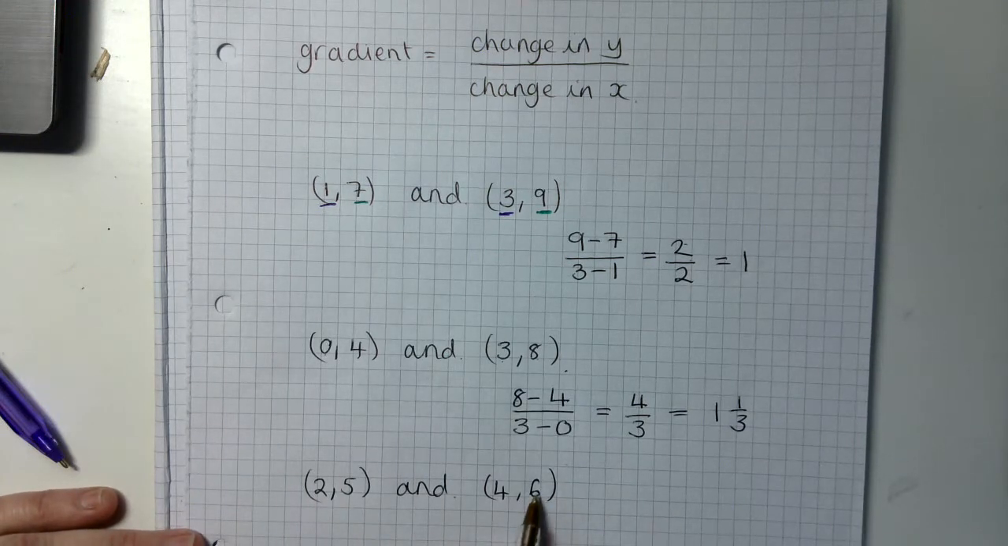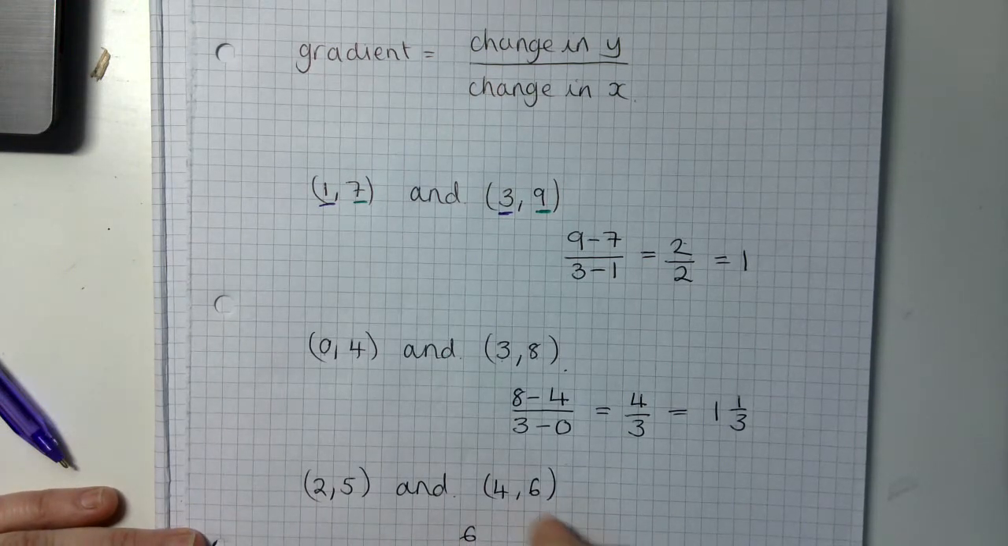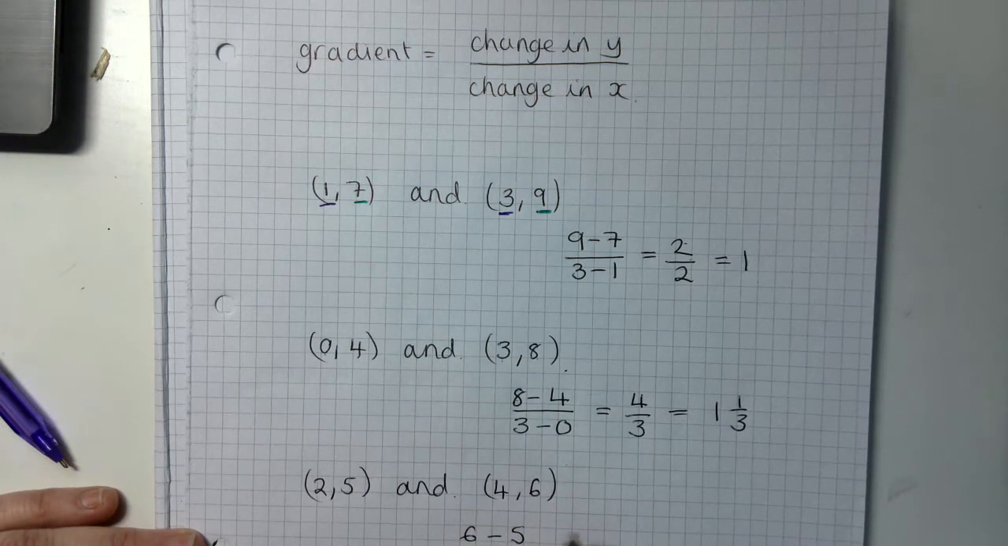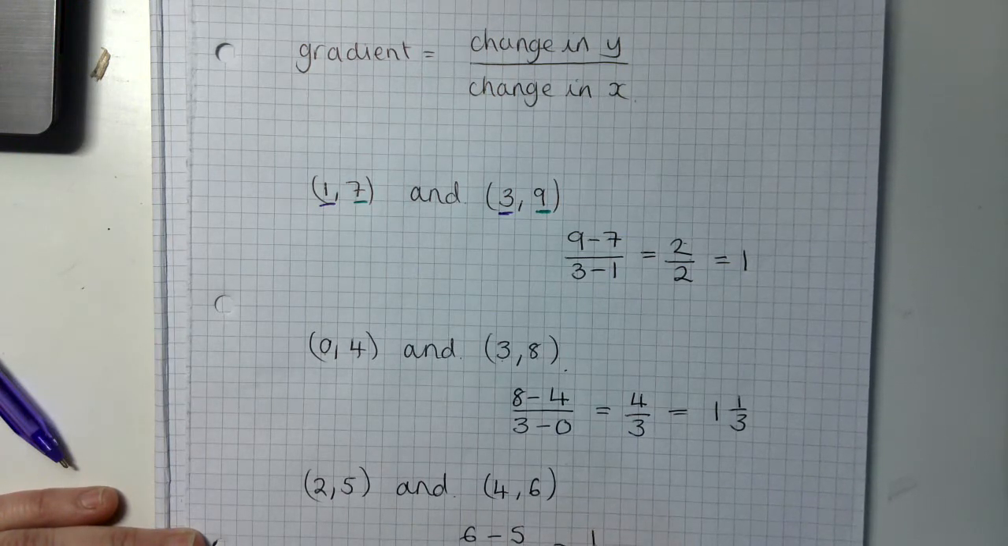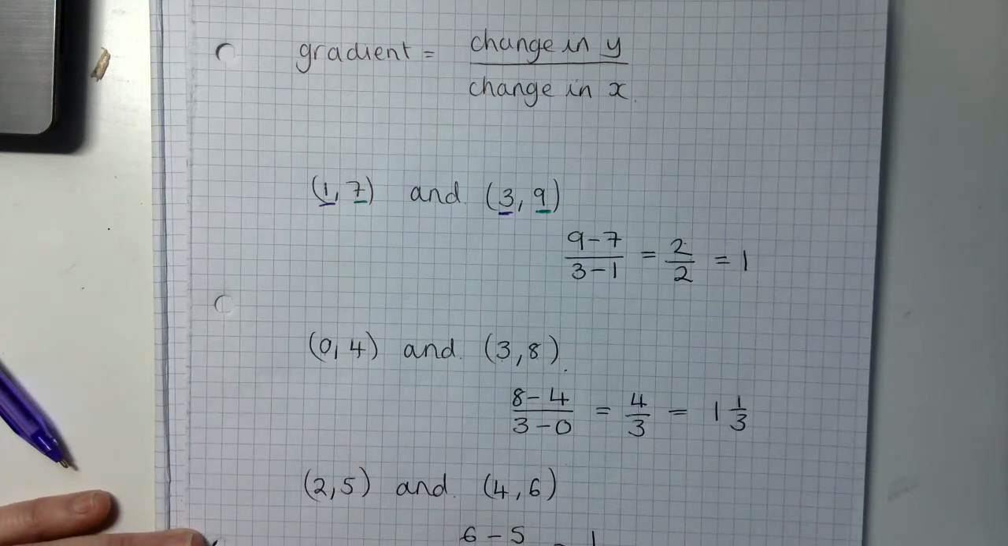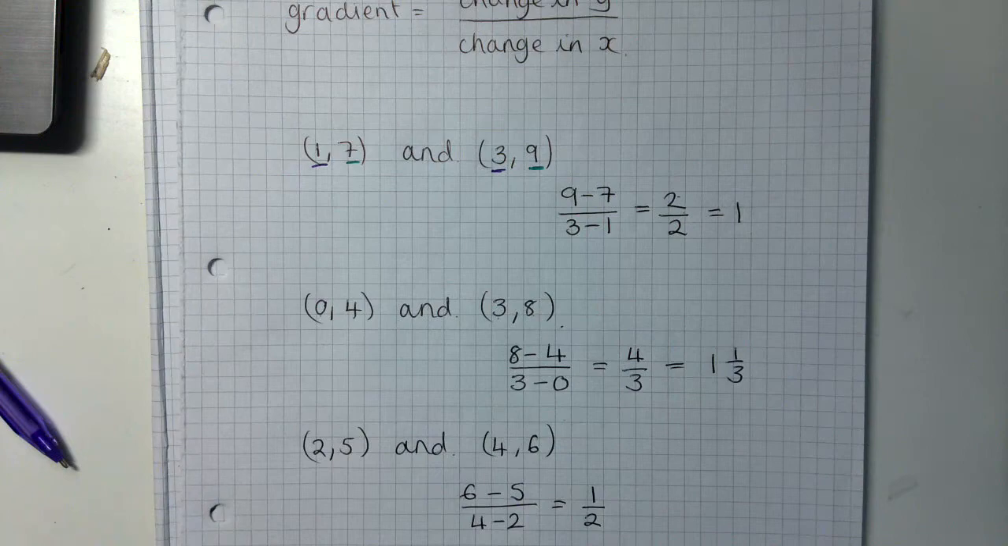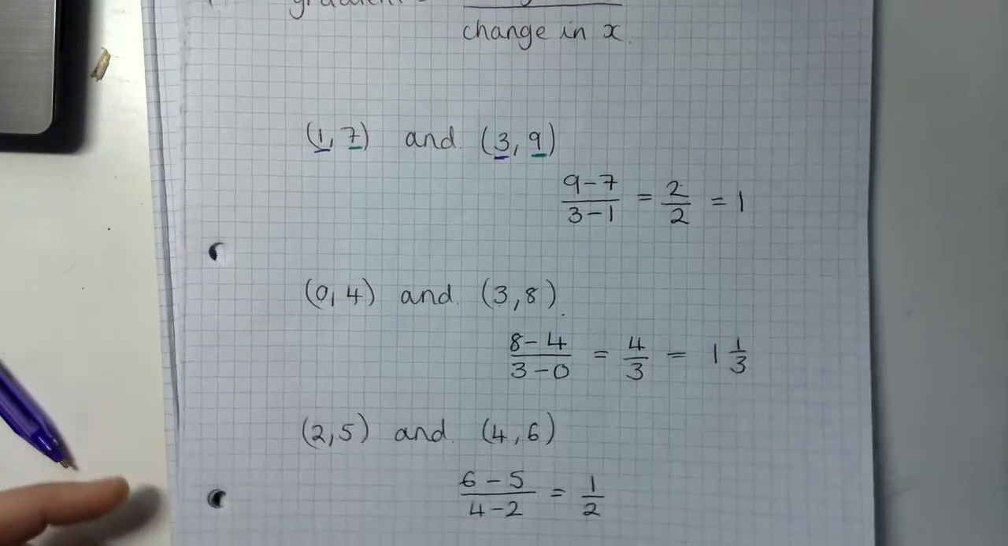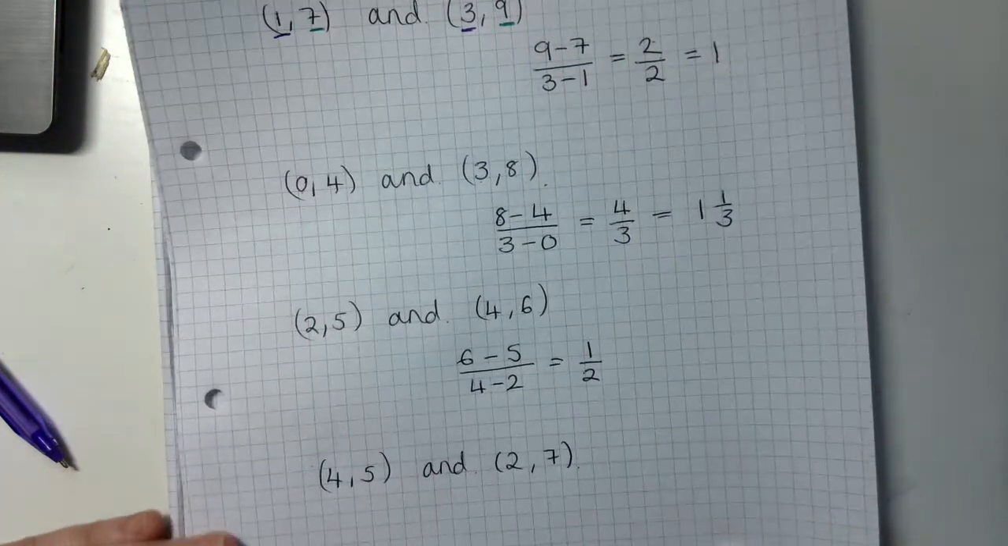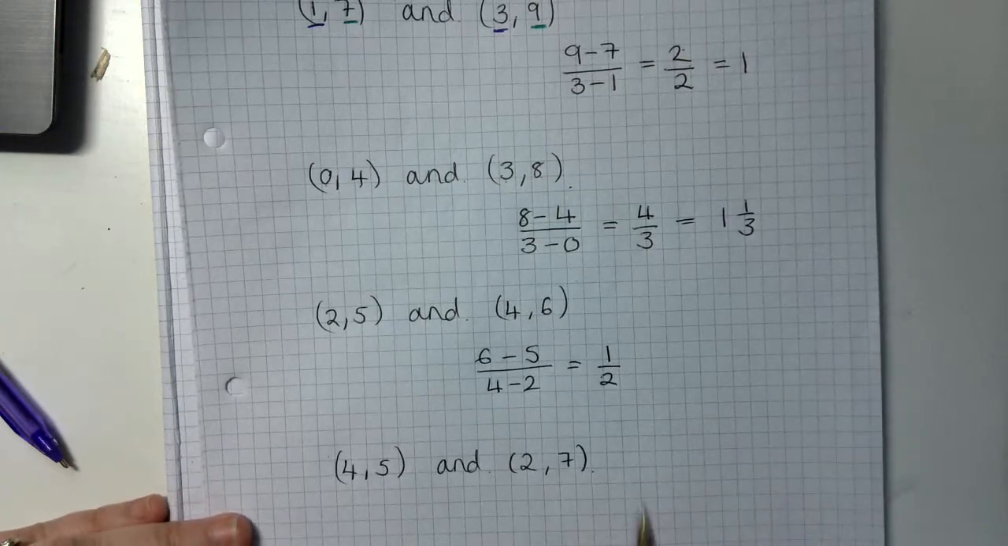Okay, look at this pair here. So we've got 6 from the first one, take away 5 from the second, divided by, and then we've got 4 and 2. So 6 take away 5 is 1, 4 take away 2 is 2. So we're left with a gradient of a half. Oh, sorry, you can't see that very well. Gradient of a half.